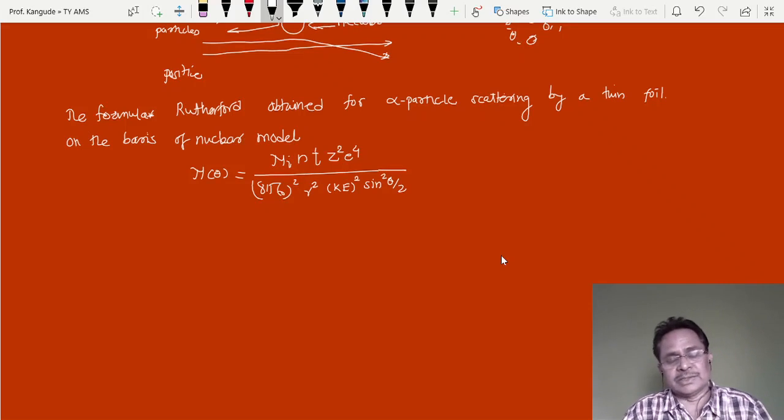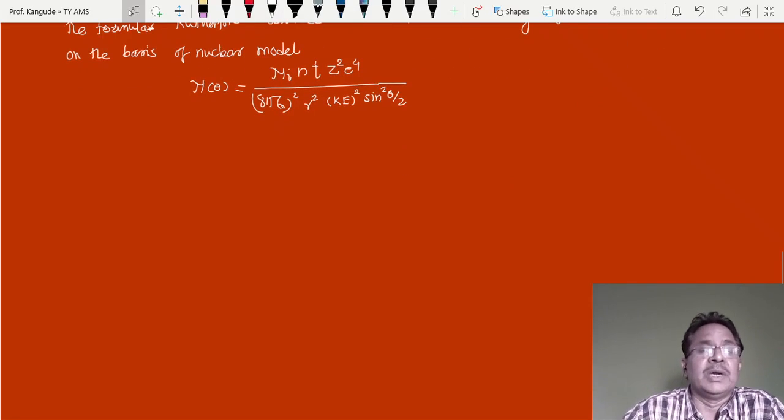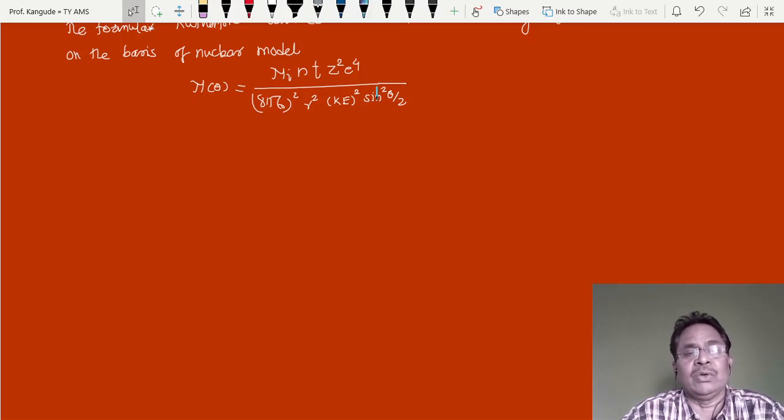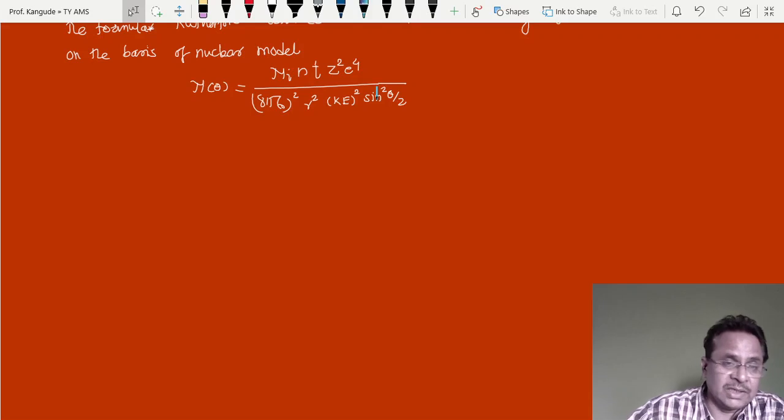It is a long derivation, and we don't need to go through the entire derivation, but this is the formula. On the basis of his nuclear model, he predicted that N(θ) should be equal to Ni times n times t times Z squared e to the power 4, divided by 8 π ε0 squared times r squared times KE squared times sin to the power 4 of θ by 2. Now let's see what these quantities are, one by one.